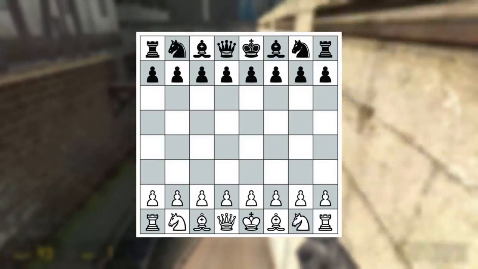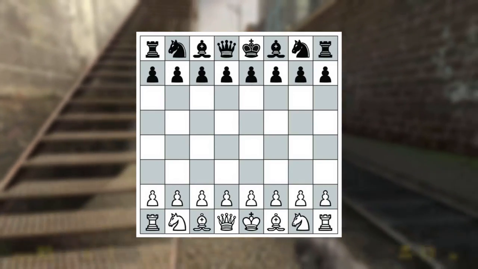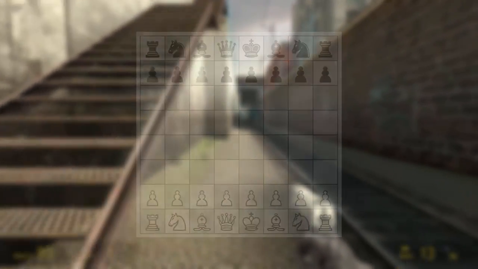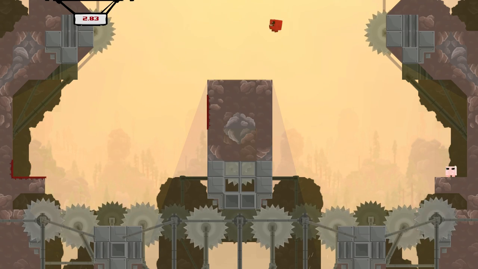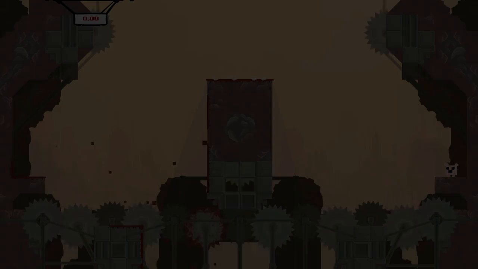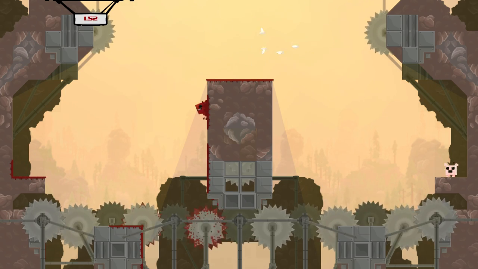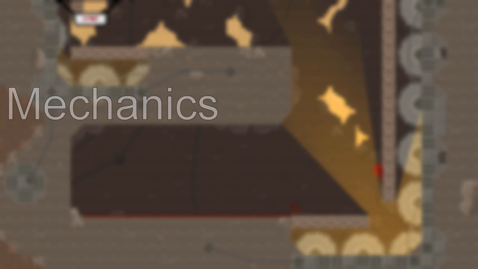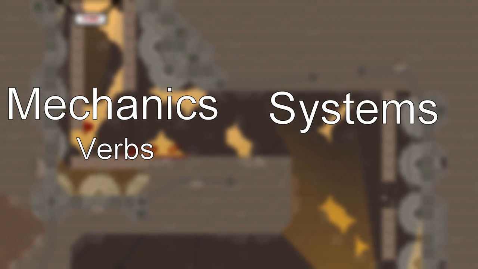The player's pieces can't be wherever they want, they have to be in one of 64 distinct squares, and cannot travel off the board. For a digital example, think of the saw blades in Super Meat Boy. The player can't really do anything to change them, they can only avoid them. The easiest way to define the difference between systems and mechanics is that mechanics are verbs while systems are nouns.